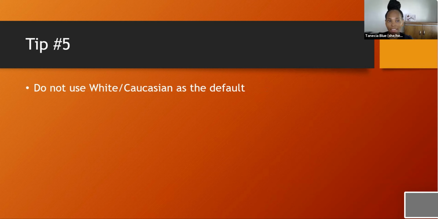Tip number 5, do not use white and Caucasian as the default. And what we mean by that is many times we'll see someone's research and it'll say, here are the racial categories. And when you see the racial categories, it'll say maybe 53% white and nothing else.